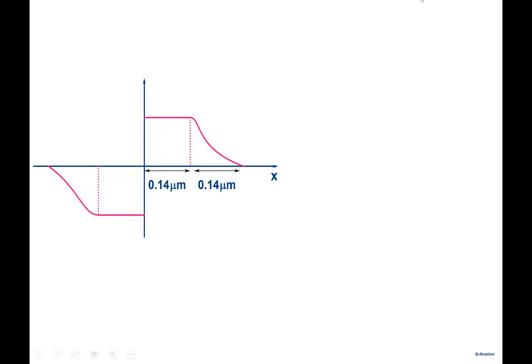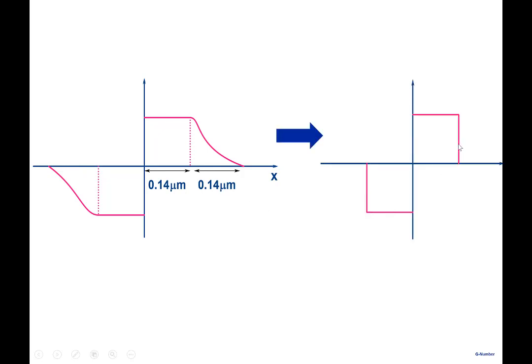Take a look at this graph. Some y-axis, x-axis. Okay? This is a constant region of about 0.14 micron. And then this is a transition region of 0.14 micron. It's a mathematical curve. Now, if I tell you somebody takes this mathematical curve, approximates it like this, how good do you think the approximation will be?